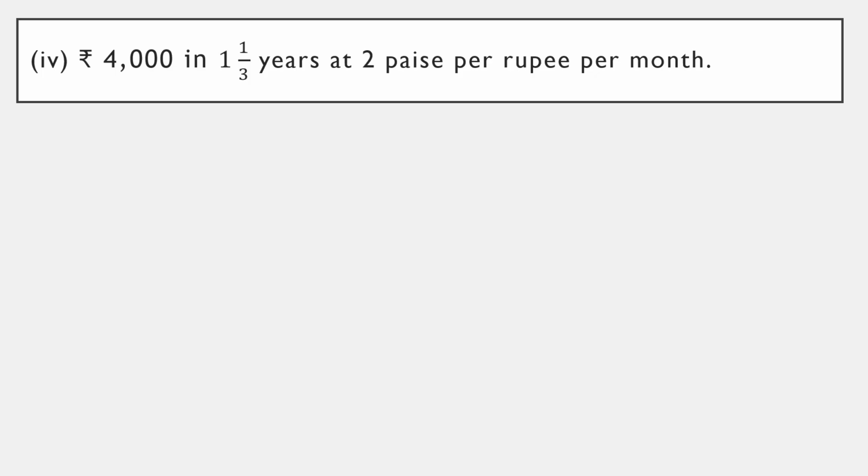Our next question is here: the principal is given as 4000 and the time is given as 1 by 3. And here, a very important thing: they have given the amount per month. Instead of giving it as a percentage, they have given the value per month. Okay, so first we'll write down the data, then I will explain what to do for this.